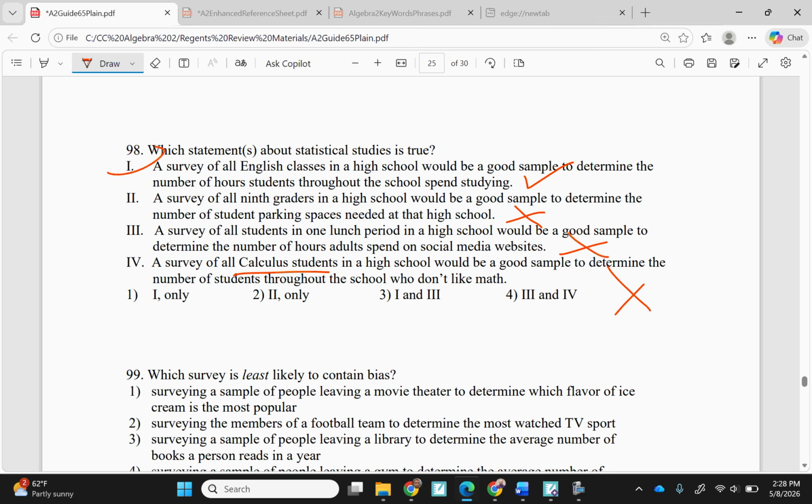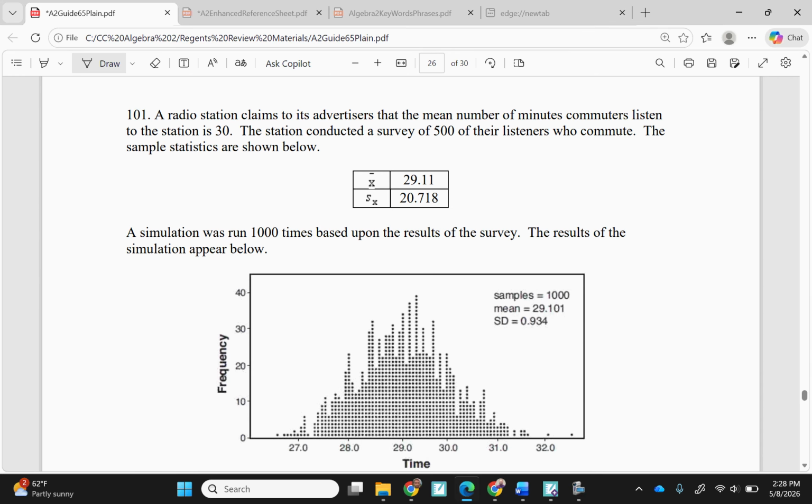Bias is bad. It's asking the soccer team if they like soccer. It's asking people who are good at math if they like math.